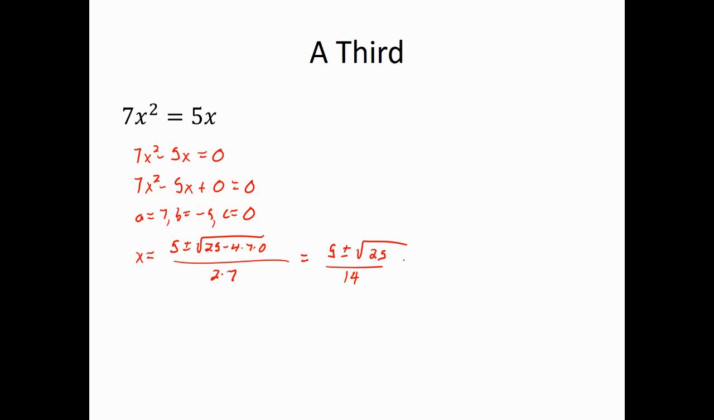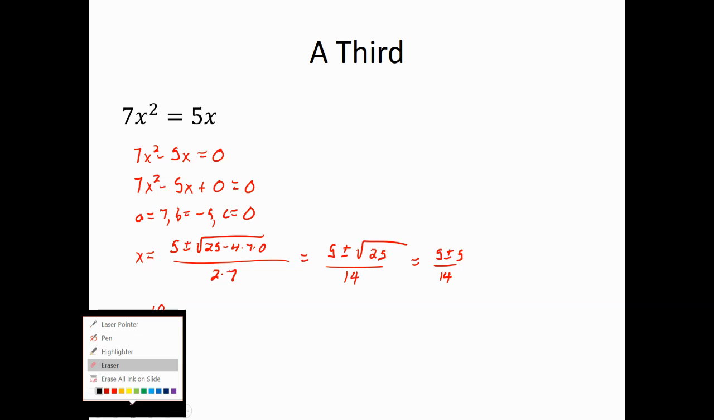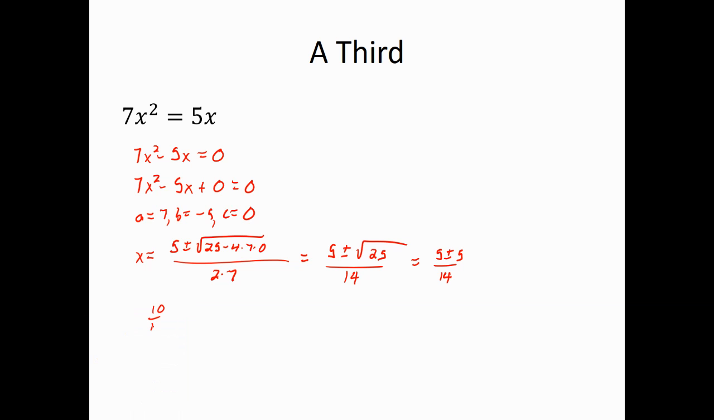And then the square root of 25 is, of course, just 5. So I have 5 plus or minus 5 over 14. And again, typically, since this contains no radical expressions, we'll actually explicitly write out the two solutions. One is when you have 5 plus 5 over 14, which is 10 over 14, which can be written as 5 over 7.